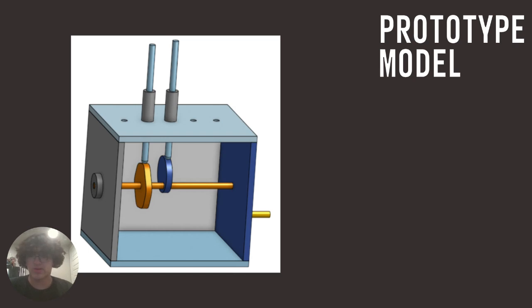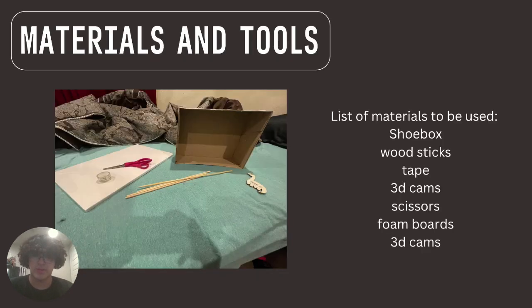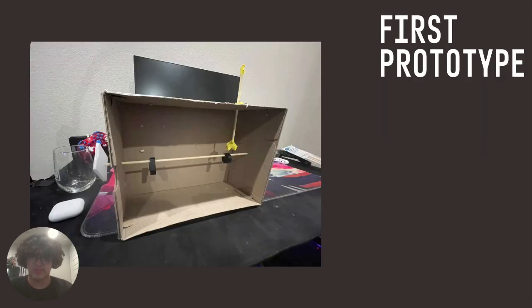Here's the model itself. Here's the materials and tools I will be using. You can see there's the shoebox. I didn't go with cardboard, I went with foam. But there's also tape, scissors, the cams, and you can't see it here, but I also used water bottle caps, which you will see later.